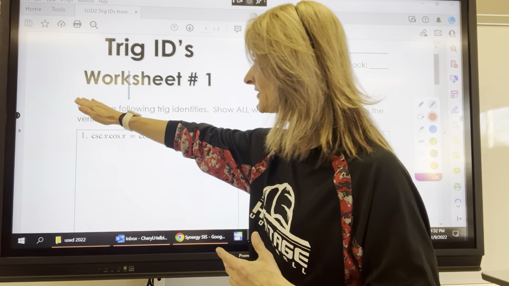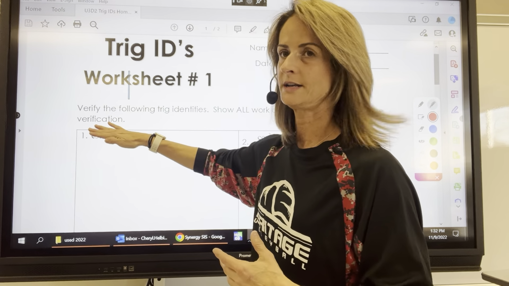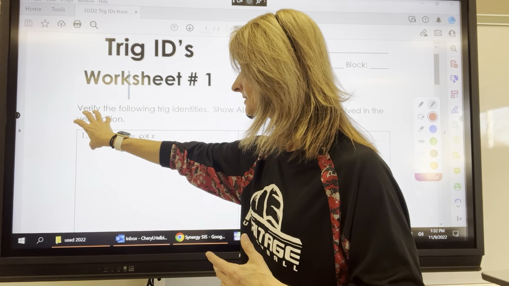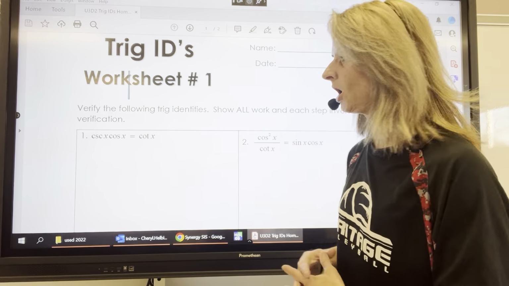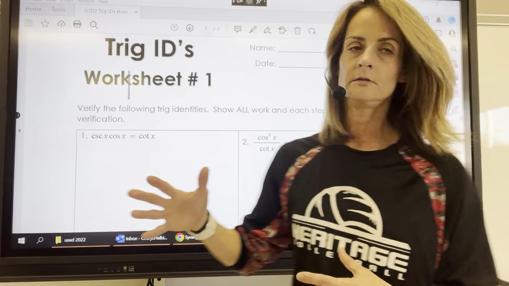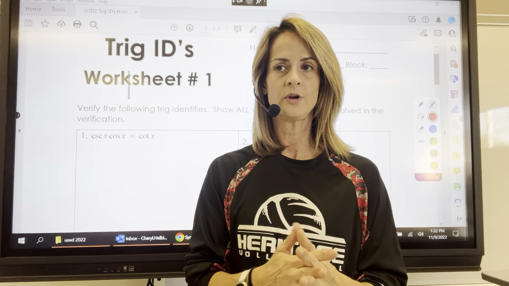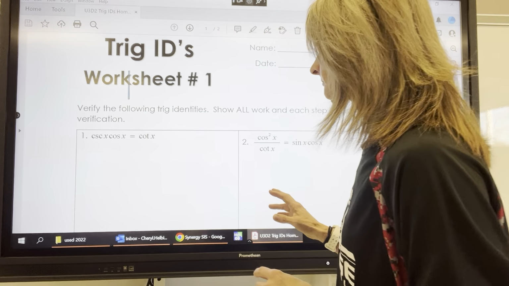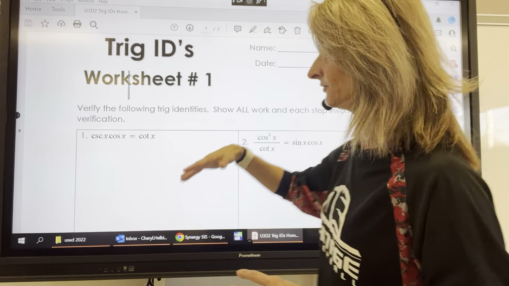the directions say verify. The word verify, we've got an equation here. It's a trig identity. It says cosecant times the cosine is equal to the cotangent. We need to verify that that's true, okay? All of these verifications that you're doing in pre-calculus are true, okay? You're not going to get one that's not, just because we are learning, and so that's how they are.